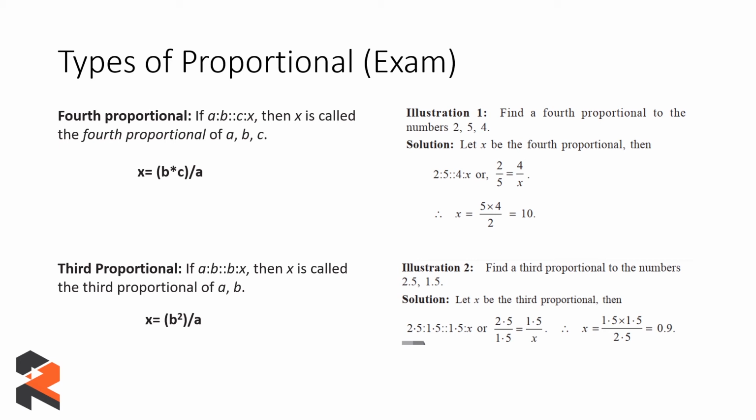So you can see that the formula x equals b square upon a applies here as well because we had to find the third proportional. So always remember that we need to find the third proportional. For that the formula will be x equals b square upon a, and if we have to find the fourth proportional, in that case the formula will be x equals b into c upon a. Now you need to always figure out what is the value of b, a, or c based on the proportional which you have to find.